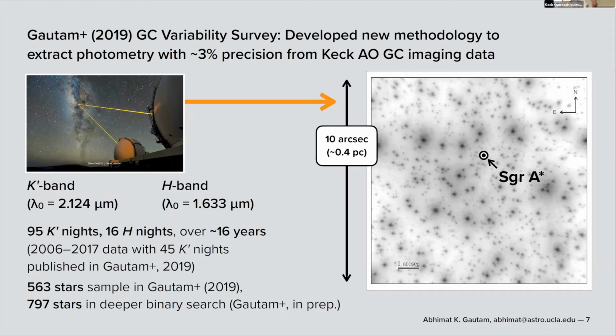And I'm using imaging data taken with KEK-NERC2 of the central about 0.4 parsecs of the galactic center, in both K-band and H-band, that's been taken since about 2006 to study the orbits at the center of the galaxy. In this data set, we have 95 K-band nights, 16 H nights over 16 years. We published a subset of this in Gautam et al. 2019. And in that study, we looked at about 560 stars. And now we're pushing to fainter stars in this field of view, extending to almost 800 stars.